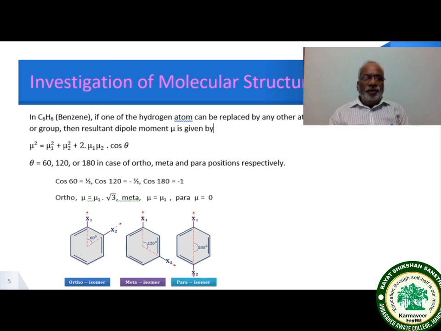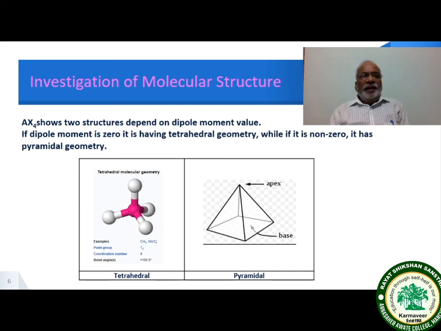Now let us consider another example, that of the AX4 type molecule, and what the dipole moment should be in these cases. The two structures that you find are one tetrahedral and another pyramidal. The tetrahedral structure that we know is that of CH4 or of the MnO4 minus ion. This is highly symmetric in nature, having a center of symmetry again.